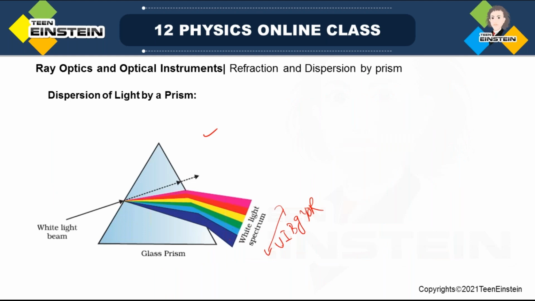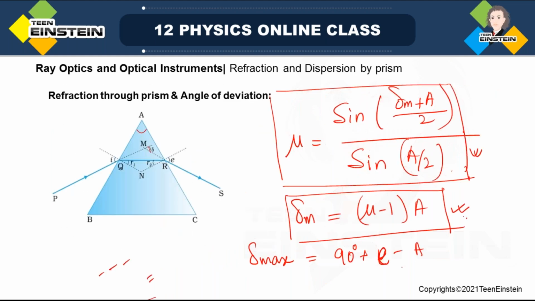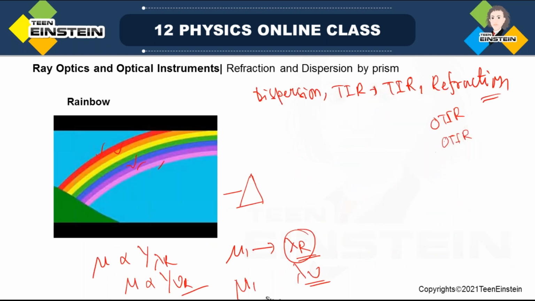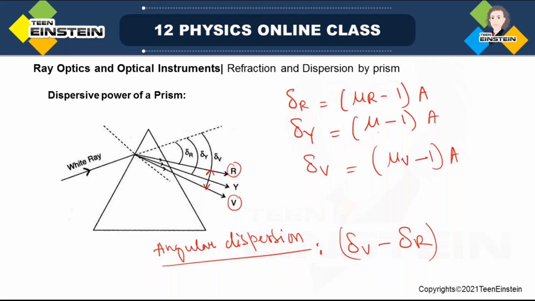For minimum deviation, the angle of deviation, from here we have got this formula: delta M is equal to mu minus 1 into A. So from there I am writing it for different colors. Now see, if I do delta V minus delta R, we get mu V minus mu R, into A. This is what you get.